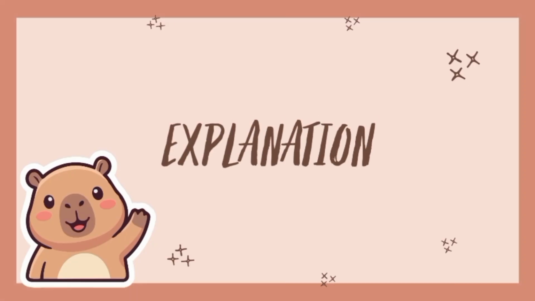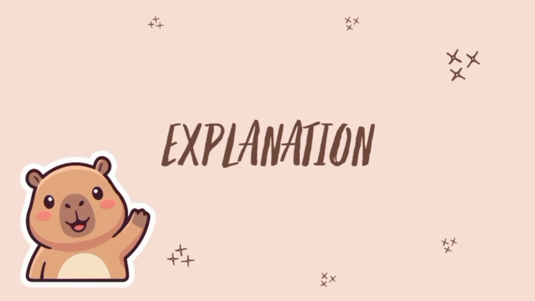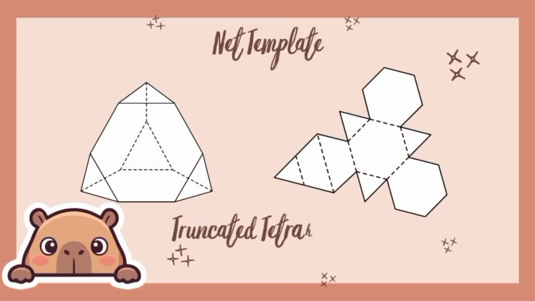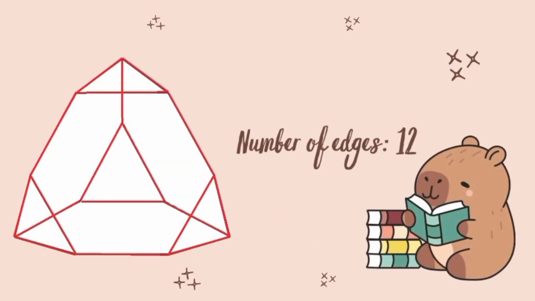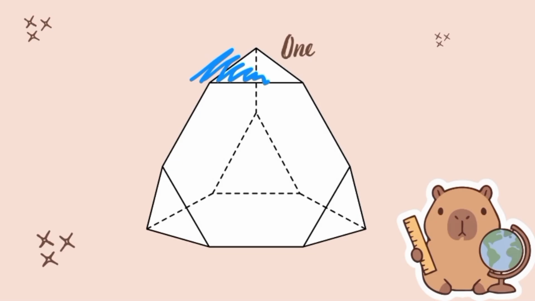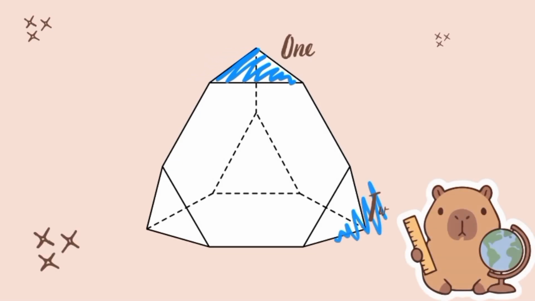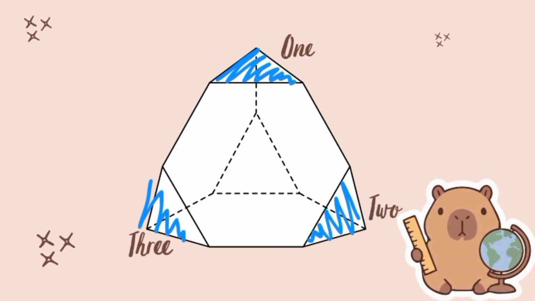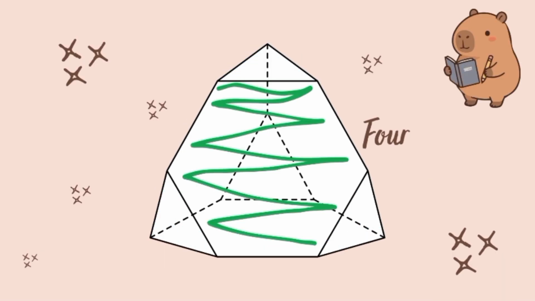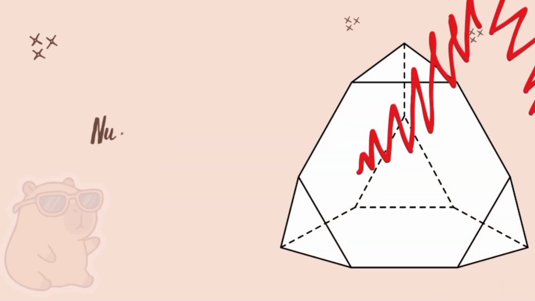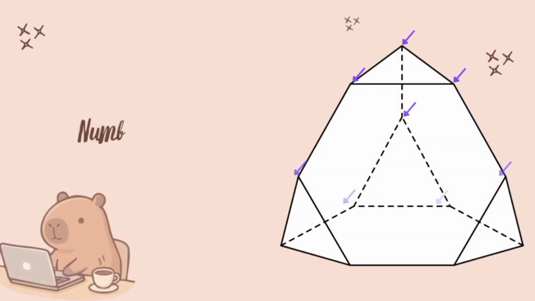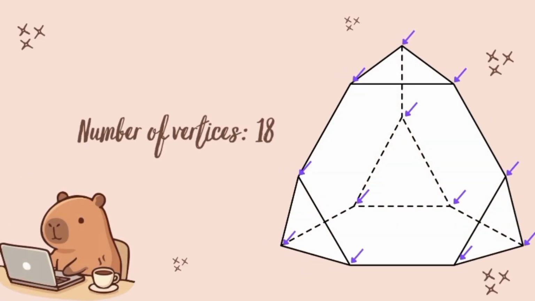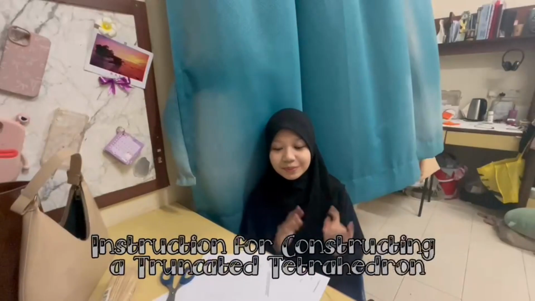For the explanation, I'll be talking about faces, edges, and vertices. These are the net template for the truncated tetrahedron. First of all, let's look at the edges. There are 12 edges that can be counted in this Archimedean solid. 1, 2, and 3 faces, and a big fourth face, and adds up to 4 more faces, and there are 8 faces that can be found. Lastly, let's look at the vertices. There are 18 vertices in this Archimedean solid.